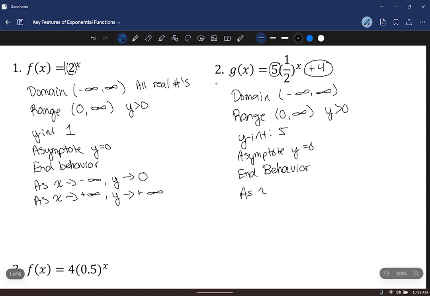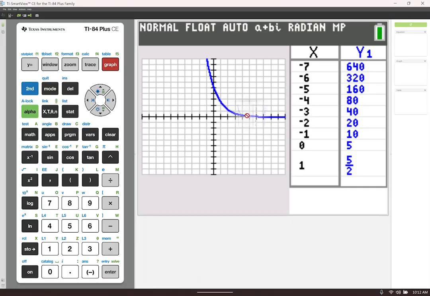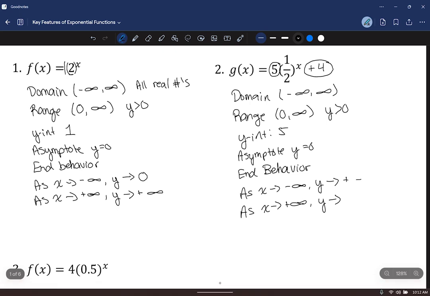So as x approaches negative infinity, y approaches something. And as x approaches positive infinity, y approaches something. So left side, right side. Take a look. On the left side, as our x's are getting more and more negative, our y values are getting more and more positive. As our x values are getting more and more positive, our y's are getting closer and closer to 0. So left side, we're approaching positive infinity. Right side, we're approaching 0.